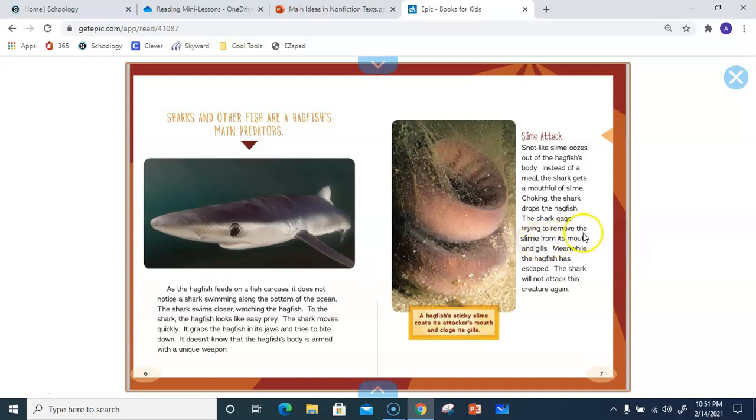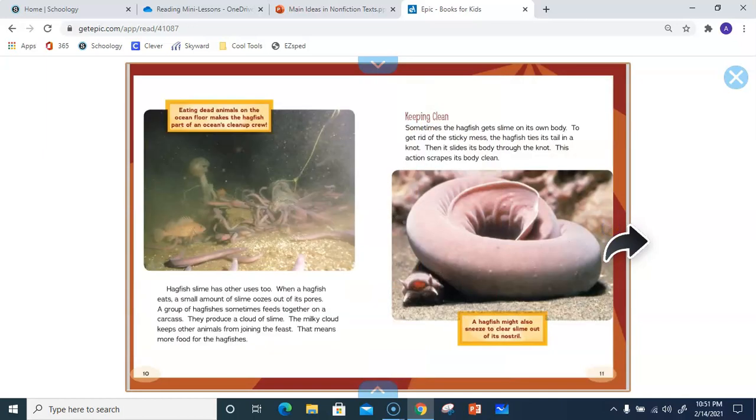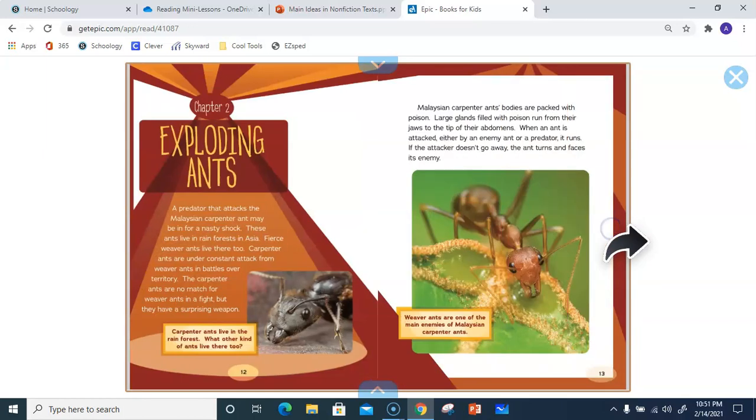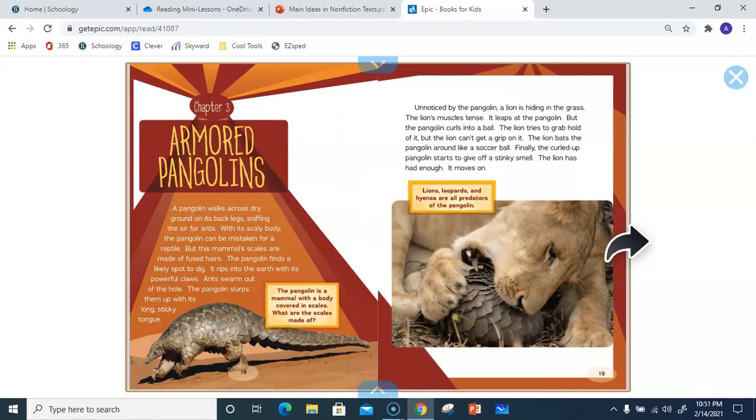Now, in each section, in each chapter, the author gives me the lowdown on some pretty unique adaptations that some of these animals have. So, for instance, a very slimy eel type of creature. And then the exploding ants who defend themselves by exploding full of poison. And then it tells me a little bit about armored pangolins who have a unique adaptation because they have scales. They're one of the only mammals with scales.